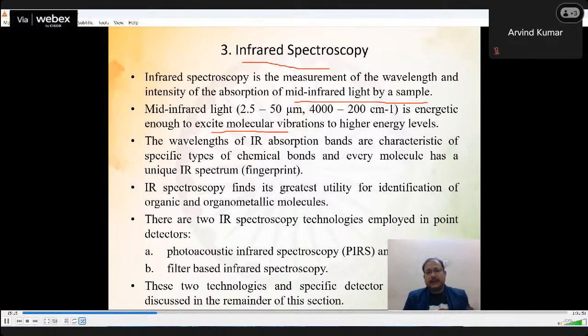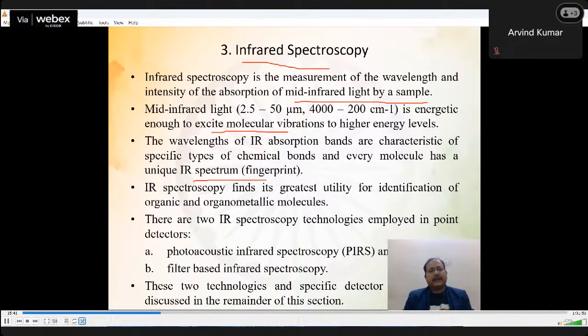So in spectroscopy, wavelength is there, then frequency and intensity. It focuses on exciting molecular vibrations to higher energy levels. The wavelengths of infrared absorption bands are characteristic of specific types of chemical bonds, and every molecule has a unique IR spectrum or fingerprint. So different types of wavelengths are there, and infrared spectroscopy uses all these things.